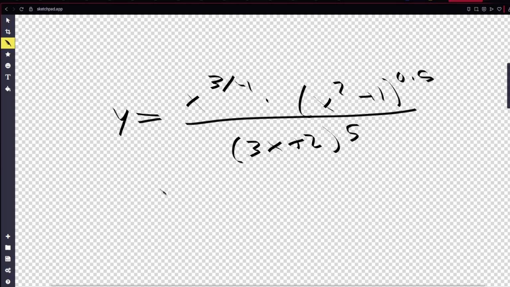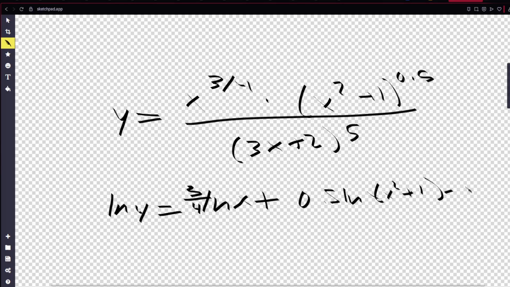Before we go on, we know that log rules state that you can split products and quotients quite easily. So ln y is going to be equal to ln of x to the 3/4. Remember, we can just pull the power out, it's the logarithmic rules. And for products, you can just add, so it's going to be plus 0.5 ln of x squared plus 1. And for quotients, you subtract, so it's going to be minus 5 ln of 3x plus 2.